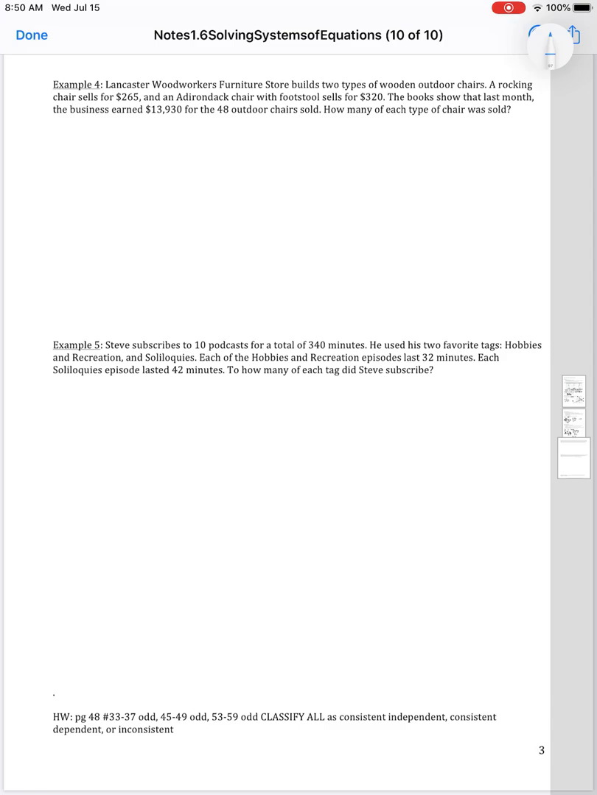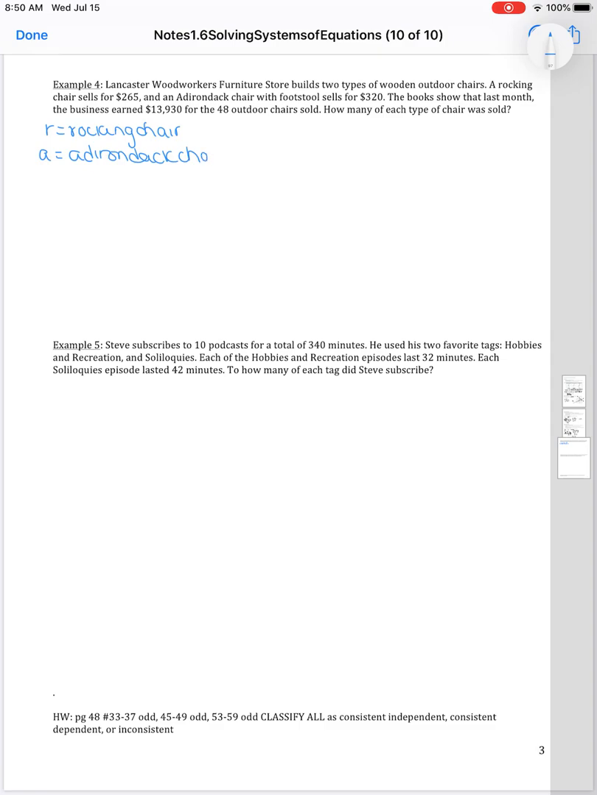A rocking chair sells for $265. An Adirondack chair with footstool sells for $320. The books show that last month the business earned $13,930 for the 48 outdoor chairs. How many of each type of chair was sold?